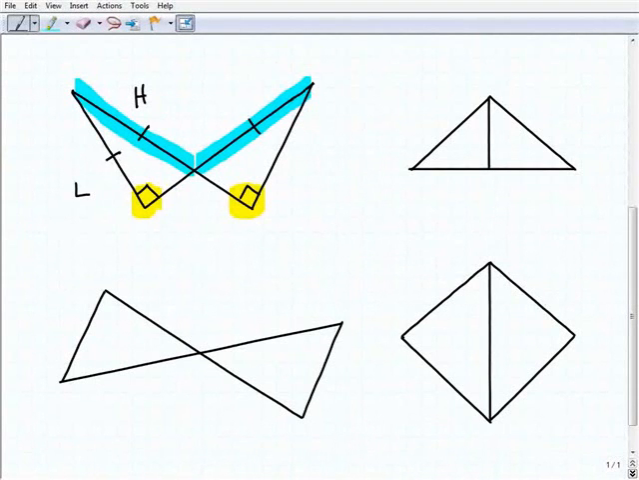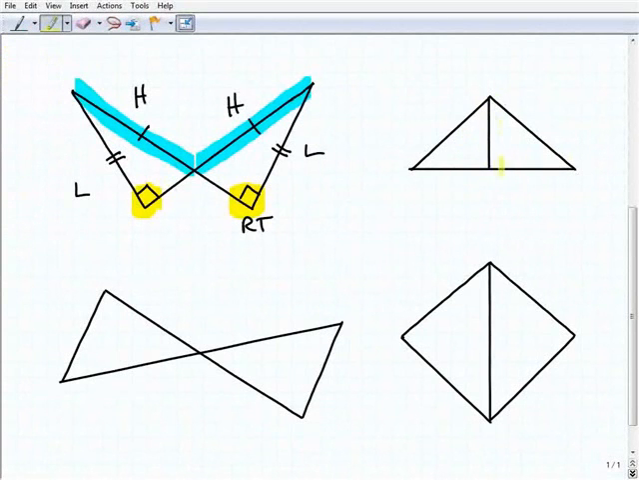So maybe we'll do this. If I show that this particular leg is congruent to its corresponding leg, this would be enough information to show congruency amongst these two triangles using the HL theorem. We've got our right triangle, we have the hypotenuse, and we have the leg. All right, let's move on here.